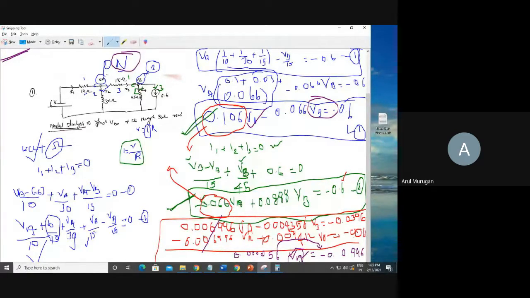I will repeat once again. Step number 1: is the problem node analysis or super node? You need to find out. How? Check whether any voltage source is present between the two nodes. After checking that, you will use the formula: Kirchhoff's current law plus Ohm's law.